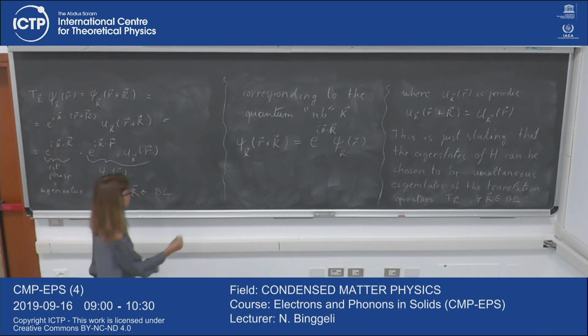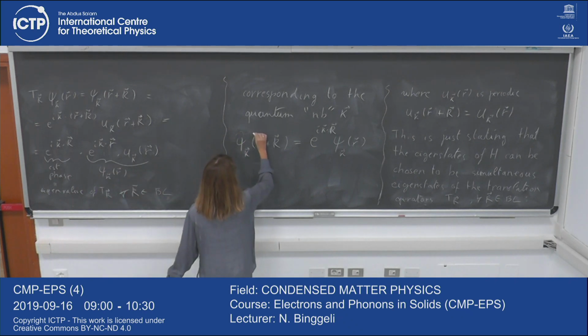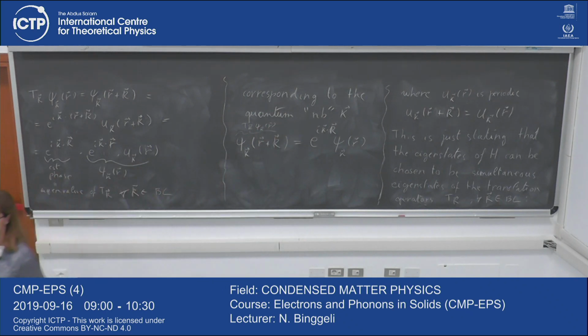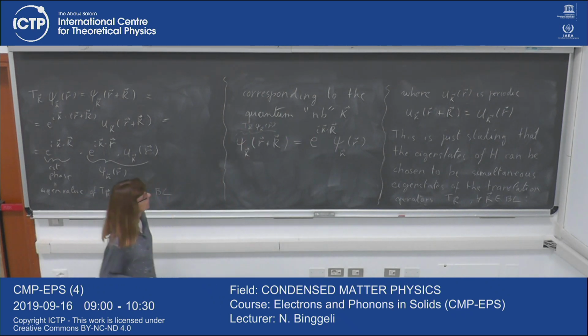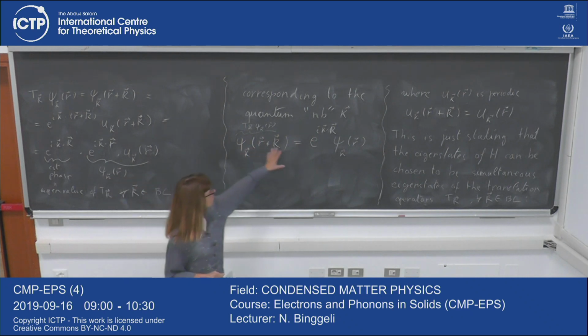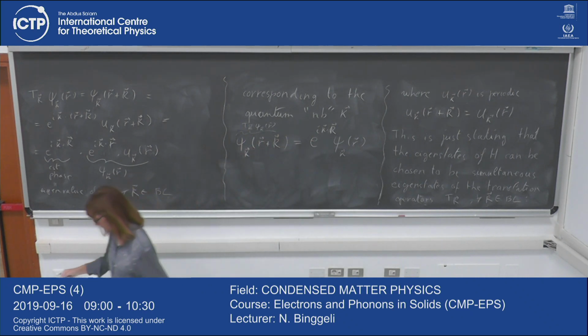So this is just stating that the Bloch states are eigenstates of the translation operation. This is the second form of Bloch's theorem, the second way of introducing Bloch states.